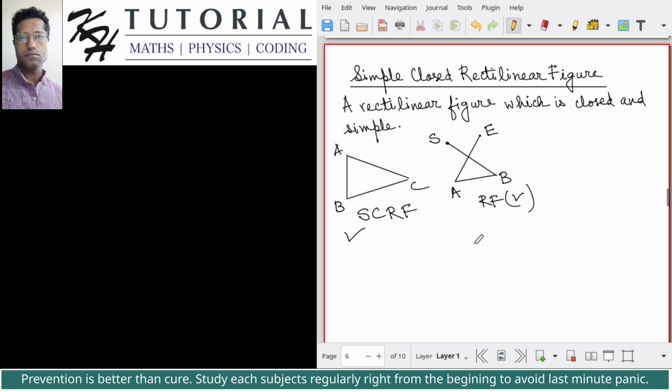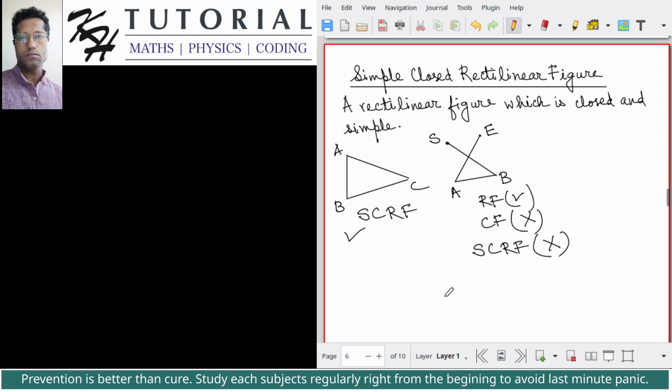And is this a closed figure? No, because we can see that the starting point and the end points are different. So this is definitely not a closed figure. And so we can immediately say that this is definitely not a simple closed rectilinear figure.